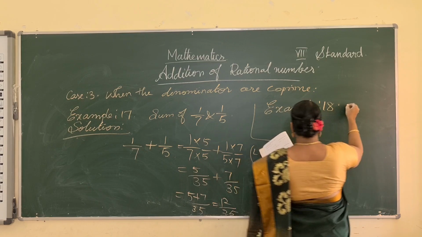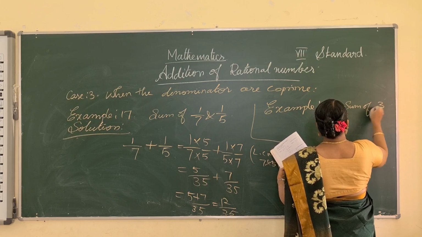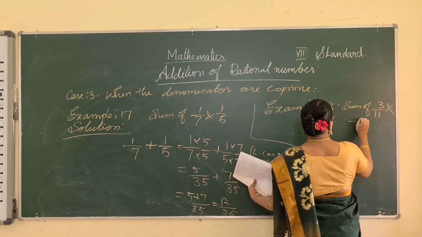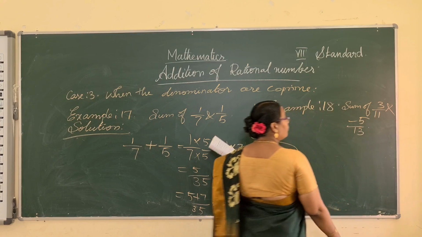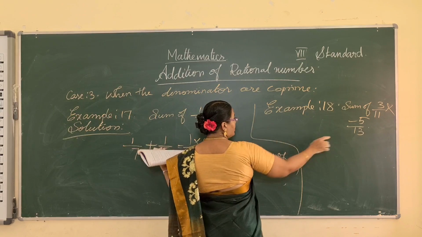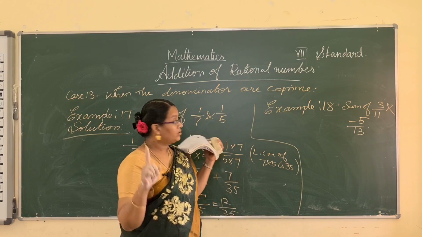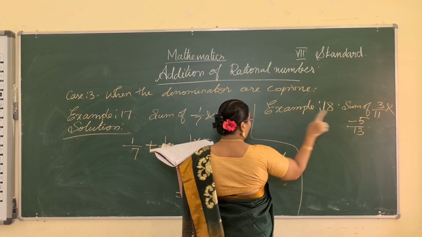Find the sum of 3/11 and minus 5/13. Here also the only common factor of 11 and 13 is 1. So the LCM of 11 and 13.